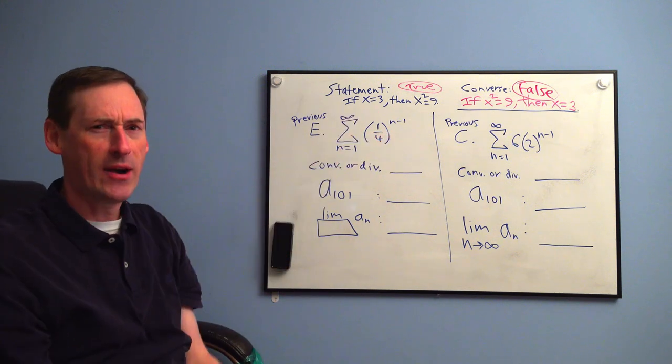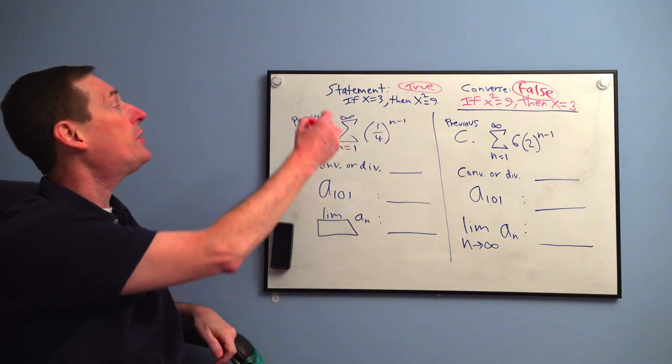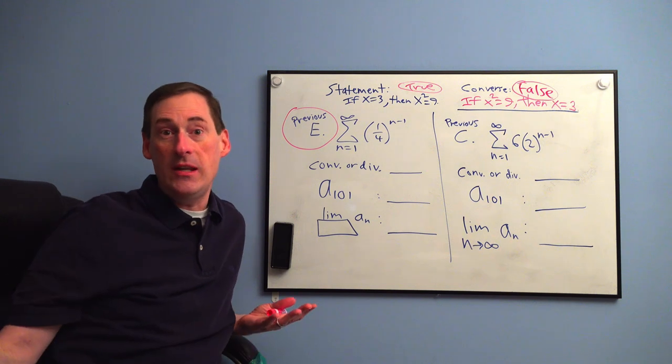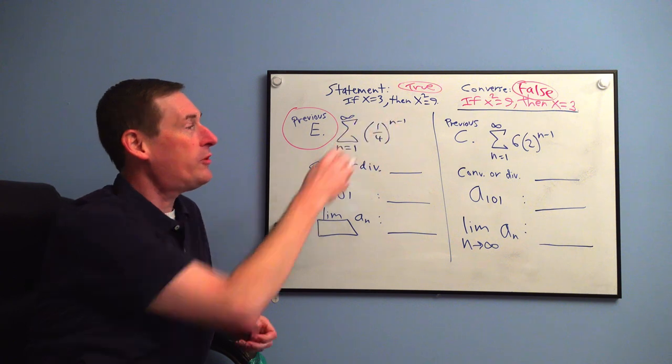All right, so let's start with this. Mr. Wade, don't we always start with letter A? Why are we starting with E? Oh, this is E from a previous sheet. We'll call it previous E. All right? So sounds like a rapper. Previous E. All right? Now, previous E, we did the 1/4 to the n minus 1.